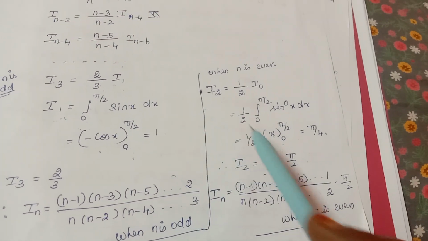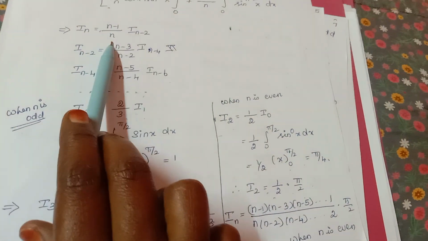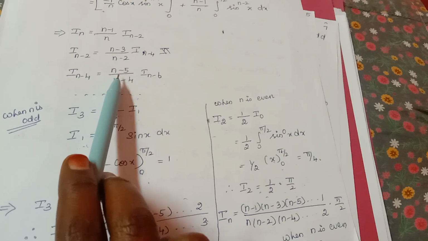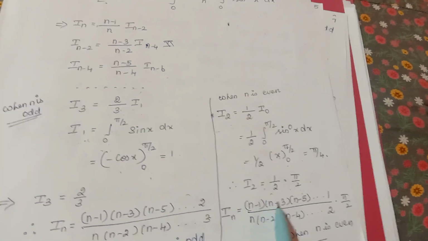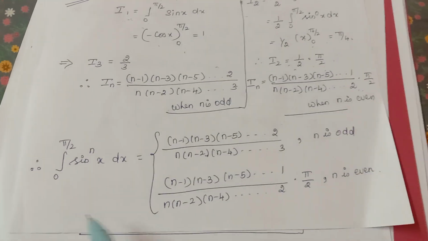What is the value of I2? 1 by 2 into pi by 2. So my In will become n minus 1 by n into n minus 3 by n minus 2 into n minus 5 by n minus 4, etc. The last term is 1 by 2 into pi by 2. Okay, so let me consolidate.